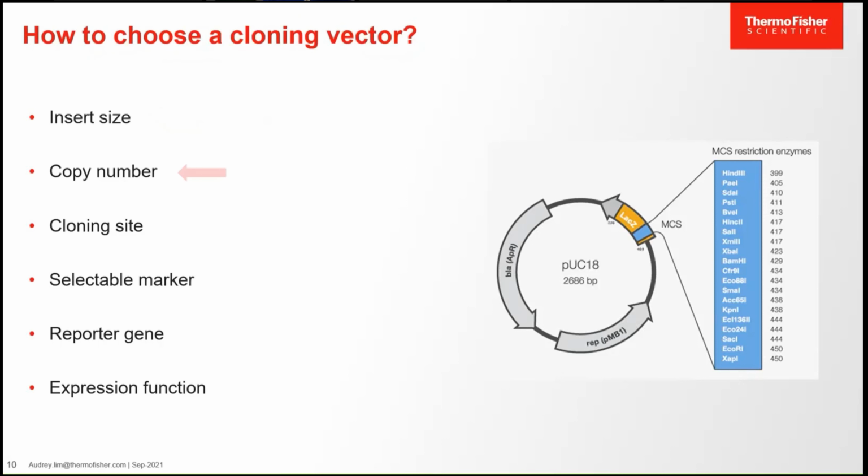Okay, then the copy number. Copy number refers to the number of copies of the plasmid in each bacterial cell. In most cases, a high copy number plasmid is desired, but in certain cases a high copy number of the plasmid can become toxic to a cell. So the solution is to use a low copy number plasmid.